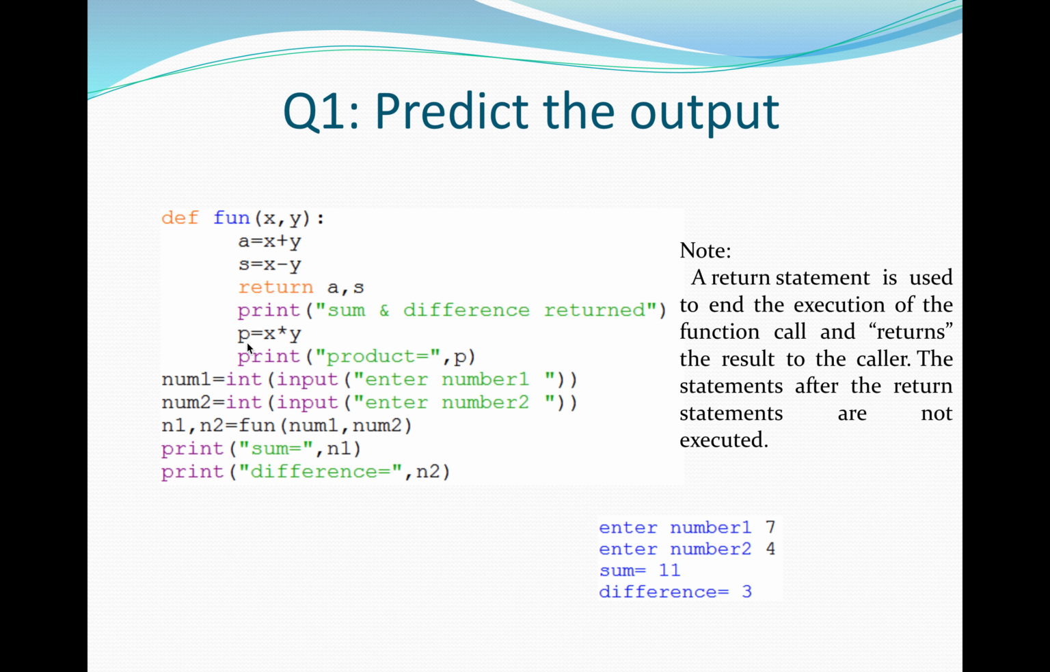Okay, I think you are clear. Please read this note. A return statement is used to end the execution of a function call and returns the result to the caller. So here this is our caller program, so that value is returned to our main program. The statements after the return statement are not executed. Please keep this in mind.